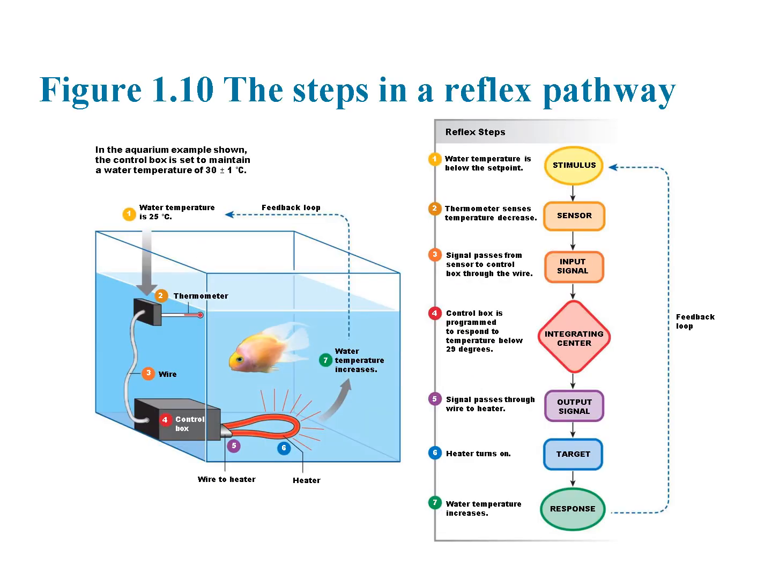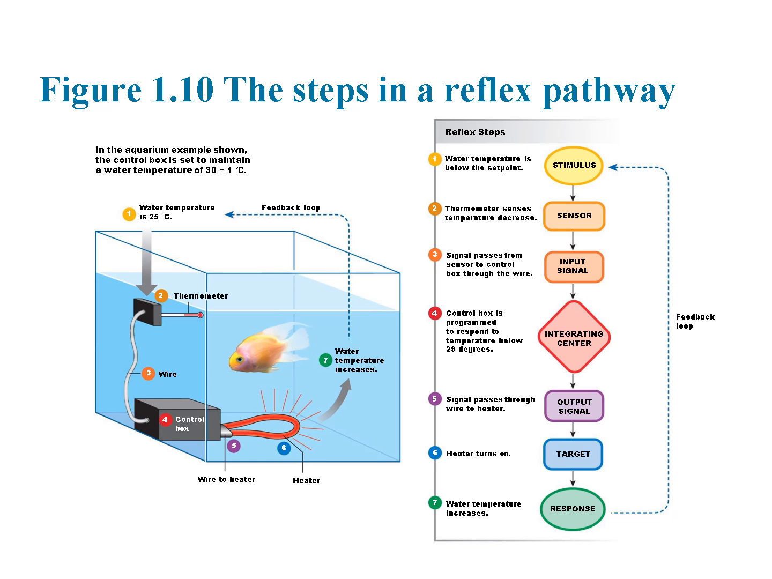Let's break down how reflex pathways work, using this aquarium example as a guide. Imagine you're trying to keep the water in the tank at the perfect temperature for your fish. The same principles apply to how your body maintains balance. Here are the 7 steps for the reflex pathways. The stimulus. First, something happens that throws the system off balance. Here, the water temperature drops below the set point of 30 degrees Celsius. In your body, this could be a drop in blood sugar or oxygen levels.